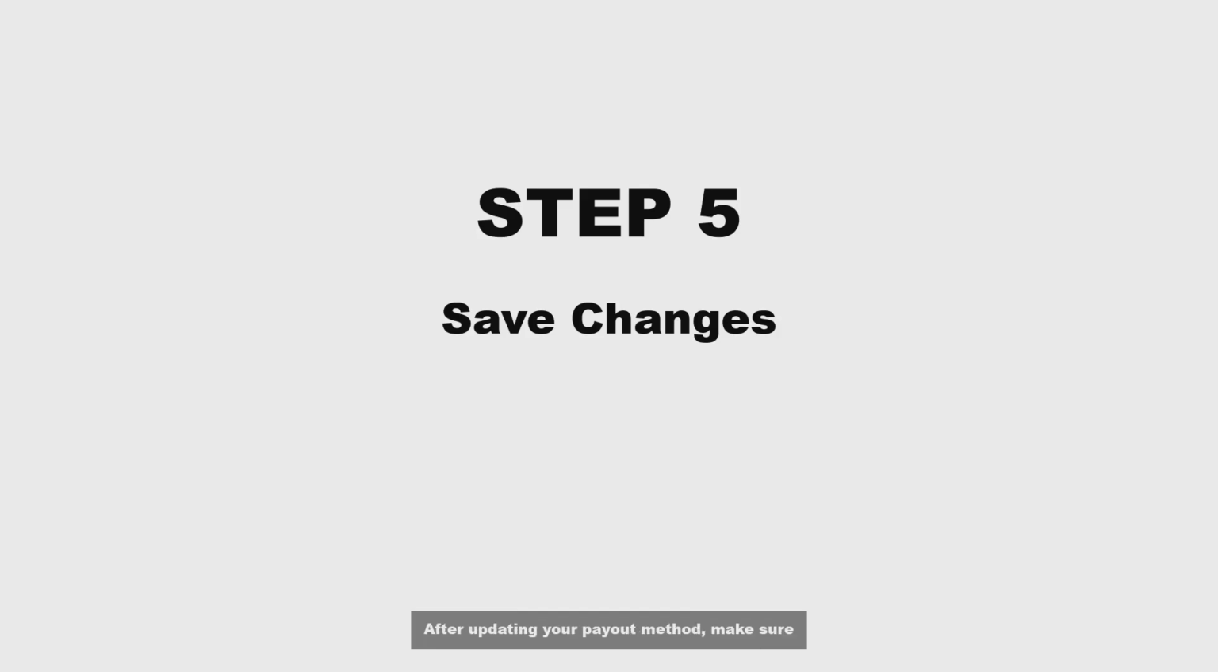Step 5. Save changes. After updating your payout method, make sure to save your changes. Look for a Save or Update button and click it to confirm your new payout preferences. Once you have completed these steps, your payout method will be updated. If you encounter any issues, consider reaching out to Wintrust Financial's customer support for assistance.